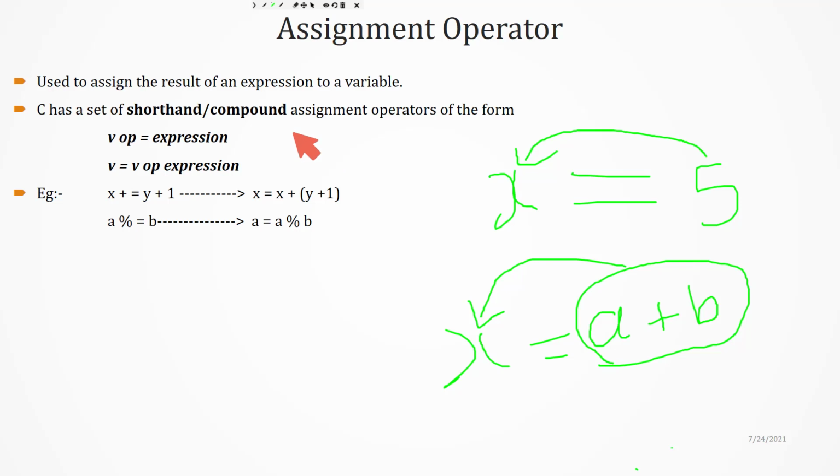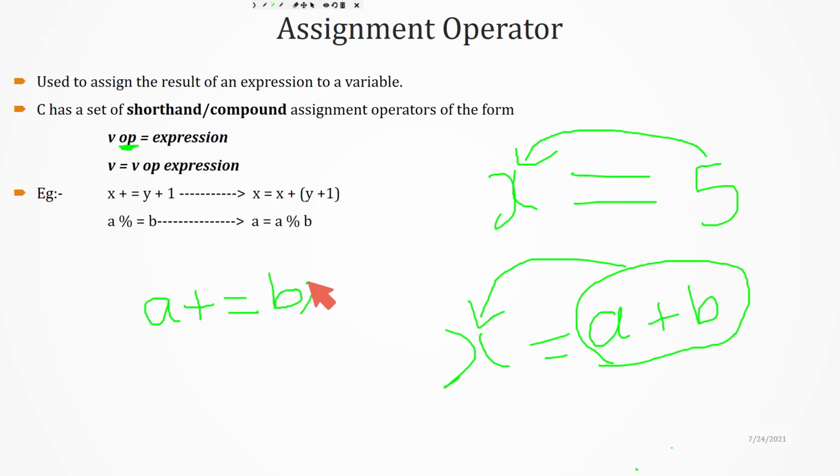But what we have to study here is that C has a set of shorthand or compound assignment operators of the form v op equal to expression. This op can be any operator. So the meaning is v equal to v op expression. I will try to explain with a simple example. Suppose I write a statement like this in a C program: x plus equal to b.